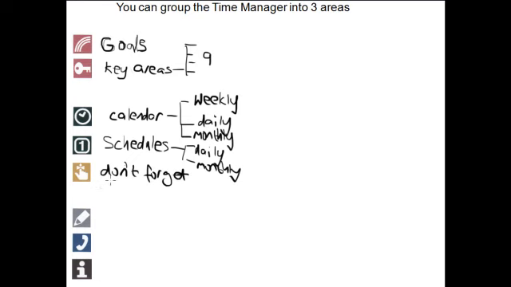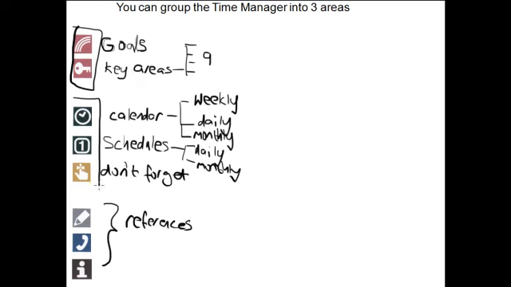And then finally, you've got the reference sections, which is made up of your notes, a telephone directory, and any reference information that you need to keep. So these are the 3 areas of the Time Manager. The first one answers the question of what should I do, what should I be spending my time on. The second section, when should I do the things that need to be done. And finally, an information reference section that you can refer to.